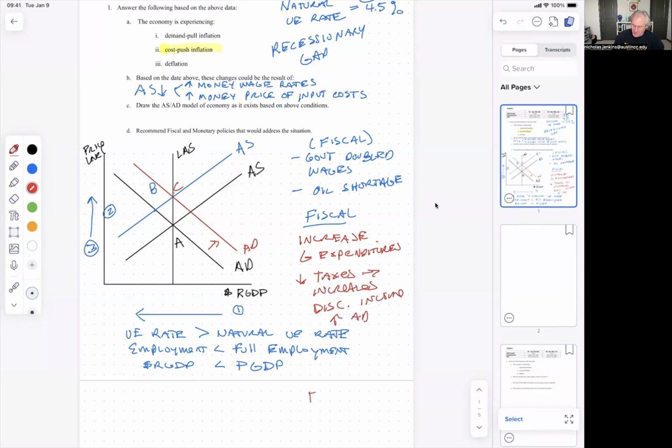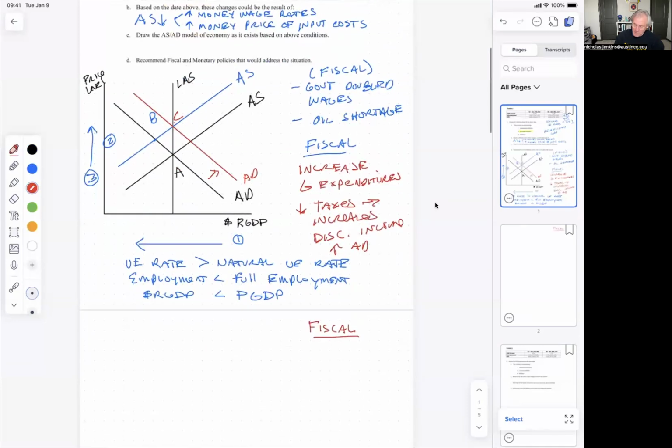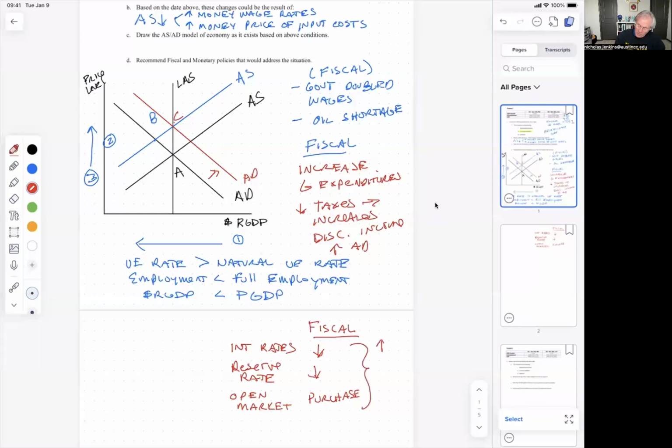Now, from a monetary perspective, I'm sorry, this is a little bit all over the place. From a monetary perspective, only three things can happen. We can adjust the interest rates. We can adjust the reserve rate. And we can do an open market operation. Now, if the Fed lowers reserve rates, lowers the interest rates, and does an open market purchase, those things will increase the money supply, which increases aggregate demand. Okay, that's it. That's all I would want to see for you to answer this problem.